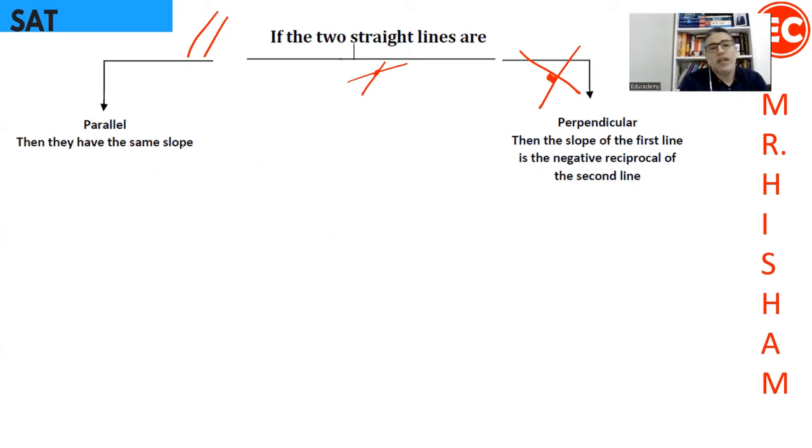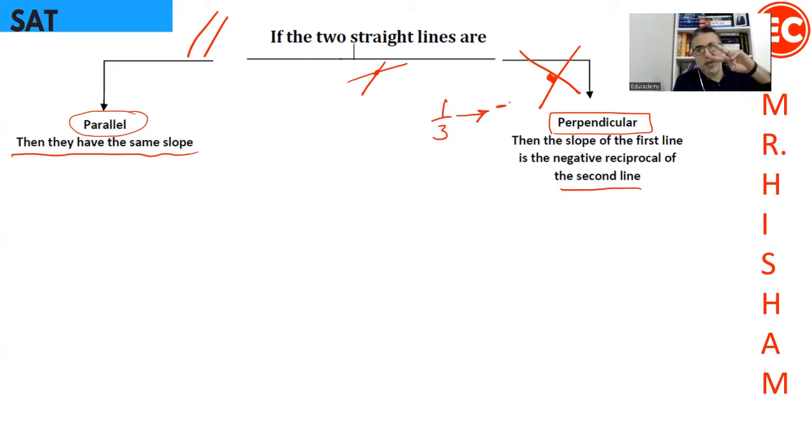The first one: if the two lines are parallel, they have the same slope. But in the second, if the two lines are perpendicular, it means that one of the slopes is the negative reciprocal of the other. If one of them is 1/3, then for the negative reciprocal, I change it into negative and flip 1/3 to be 3/1.